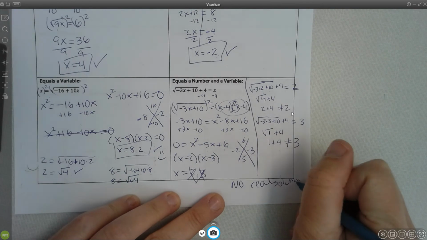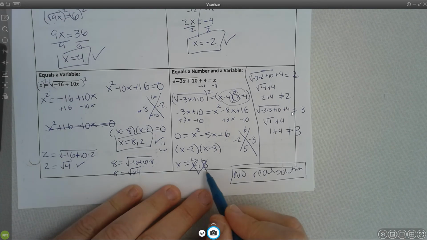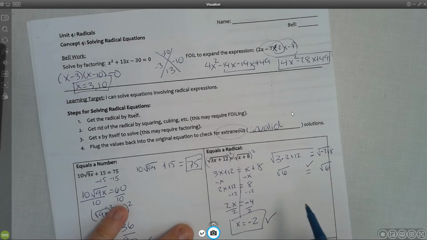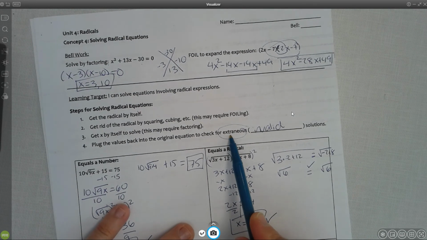We call these right here extraneous. All right, so these are called extraneous solutions. So you see this word up here, extraneous, that's what that means. It means that sometimes when we get answers, they don't actually work in the equation.